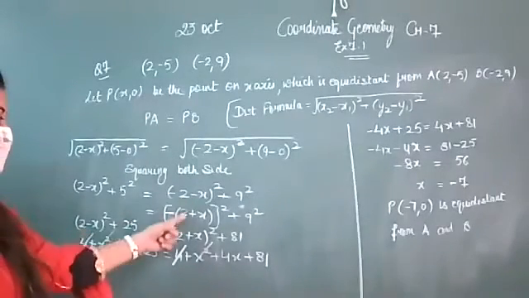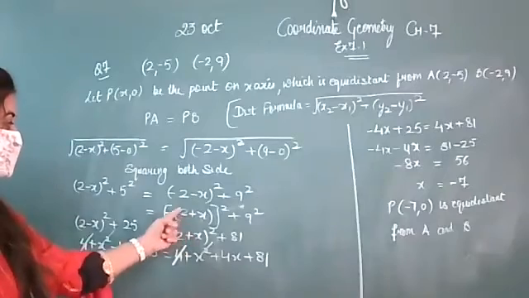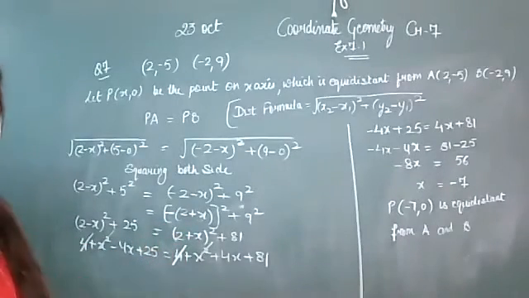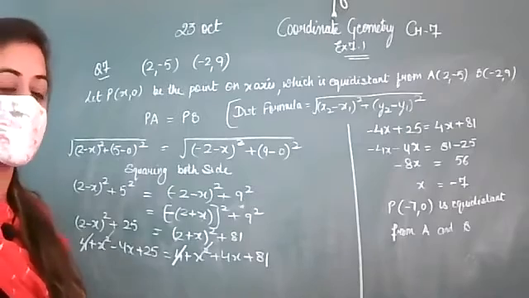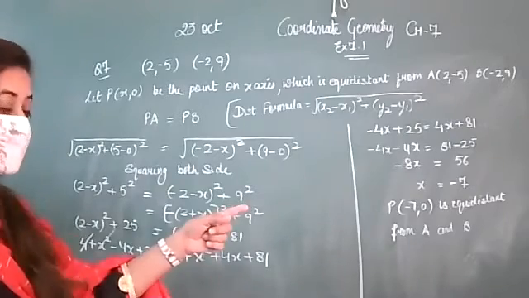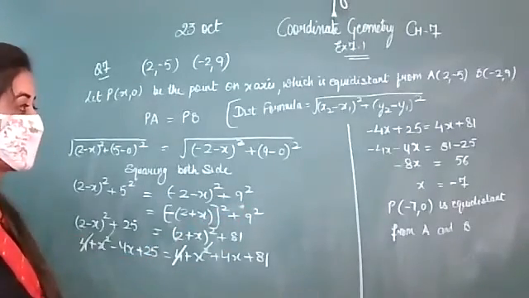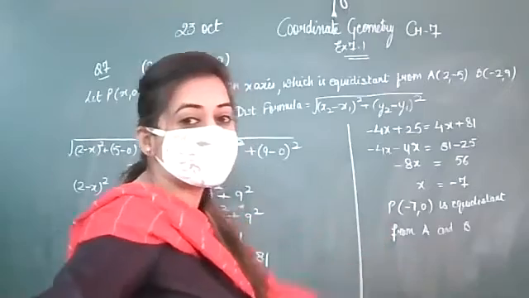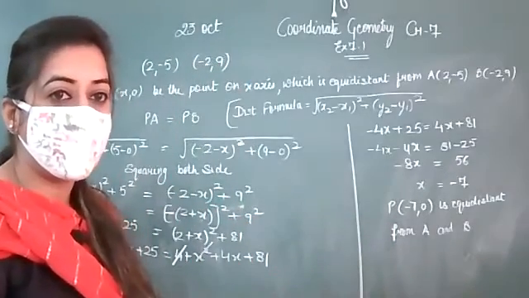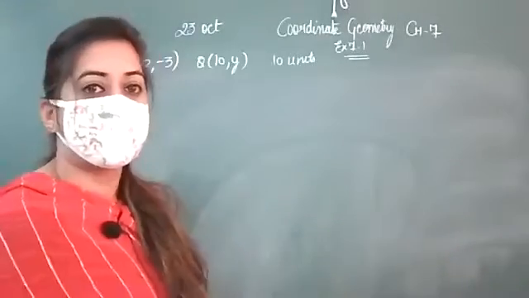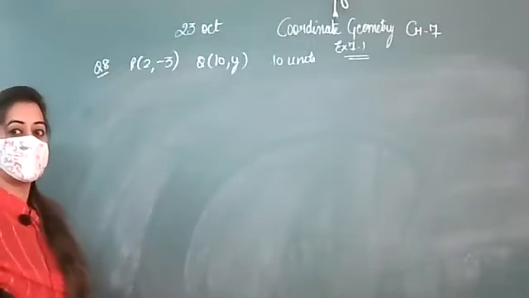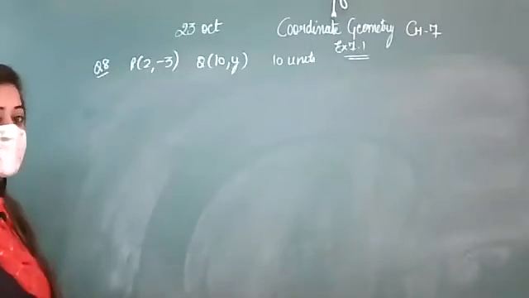So I have taken negative common and made the square of this. This will give you positive. Apply the formula. After cancelling the terms, you will reach the solution x equal to minus 7. So at the end, I have written P(-7, 0) is the point which is equidistant from A and B.